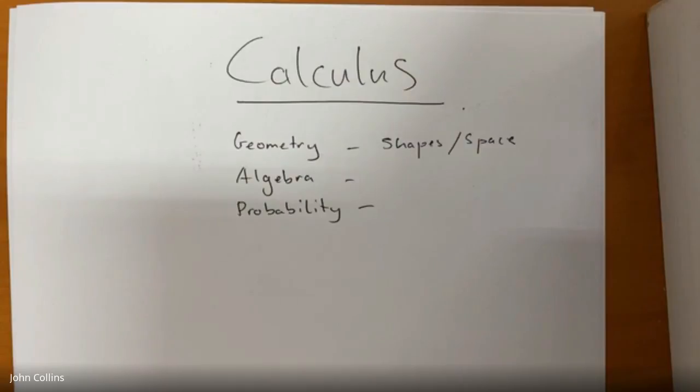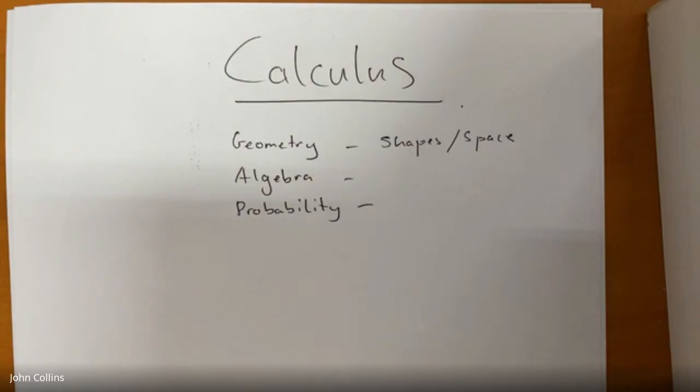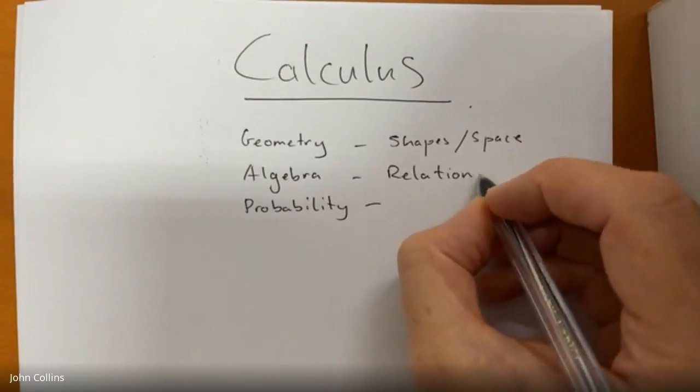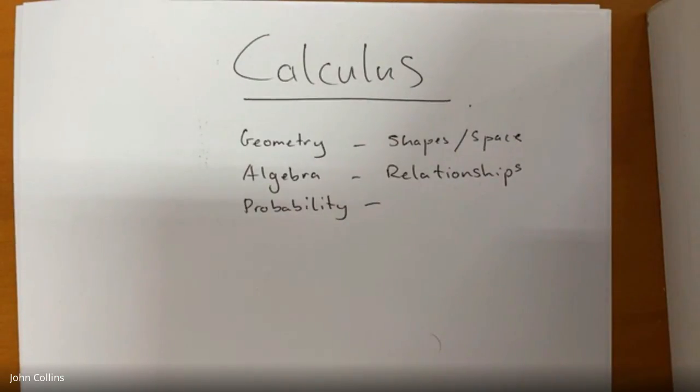Algebra. Numbers and equations. Finding X. It's always finding X, isn't it? It's about the relationship, the way X and Y, kind of unknowns, interact. So when you're forming formulas from sequences and stuff like that, you're looking at the relationship, inputs, outputs, that kind of stuff.